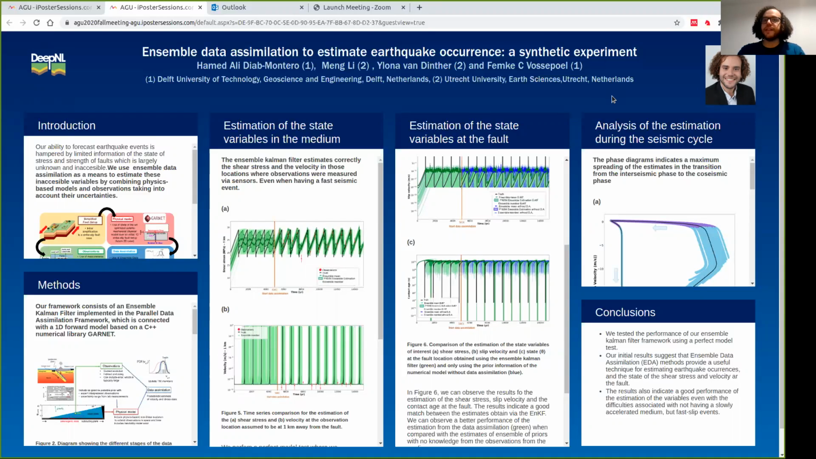My coworkers and I are working on the implementation of data assimilation techniques for estimating earthquake occurrences. We are mostly interested in better understanding the fault slip process occurring in the earthquake source and providing probabilistic estimates of the evolution of the state of stress, velocity, and strength of the faults, which is largely unknown and inaccessible.